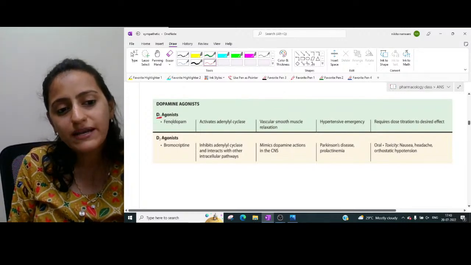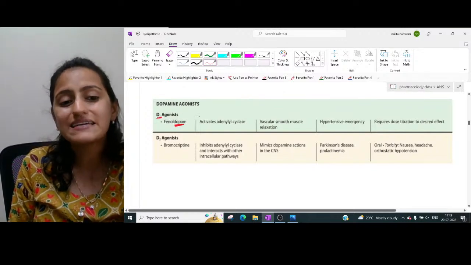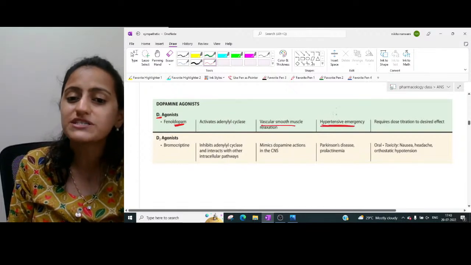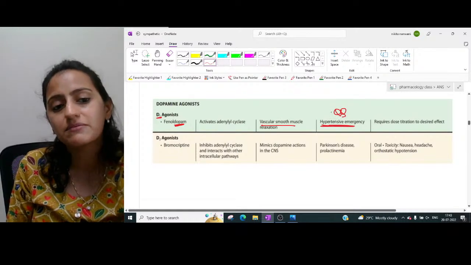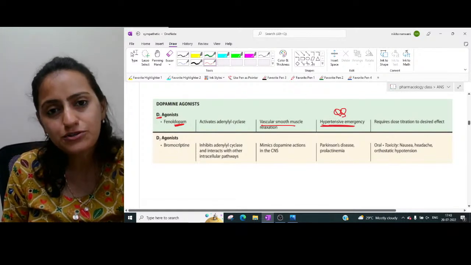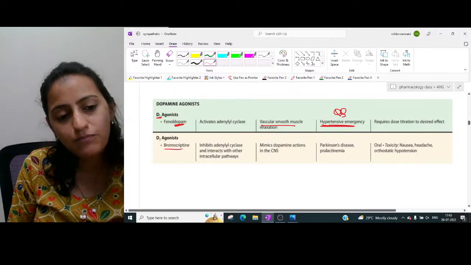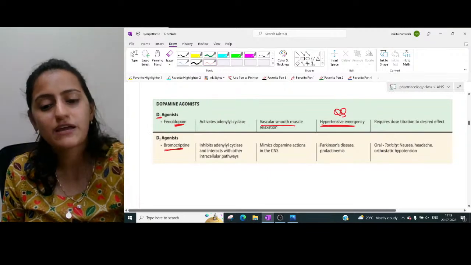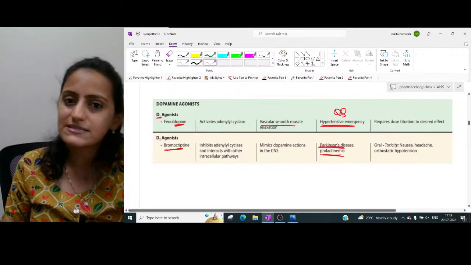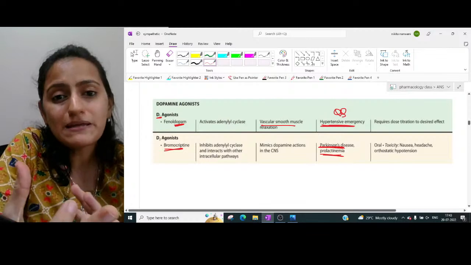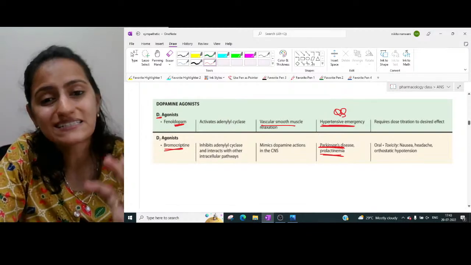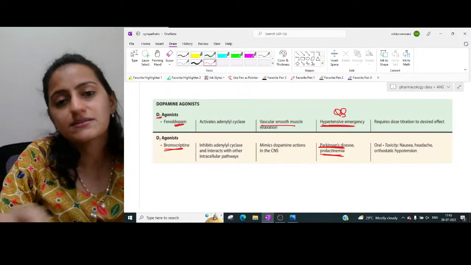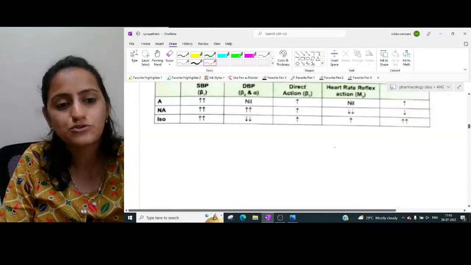In dopamine, you have the D1 agonist fenoldopam, whereas D1 basically causes vascular smooth muscle relaxation. So it's used in hypertensive emergency, very, very important. And D2 is basically your bromocriptine. D2 agonist bromocriptine is what we use in prolactinemia and Parkinson's, where you need to increase dopamine. You want to decrease prolactin because dopamine is inhibitory to prolactin. In Parkinson's, dopamine decreases, so we use bromocriptine there. Okay, that is the D2 agonist.